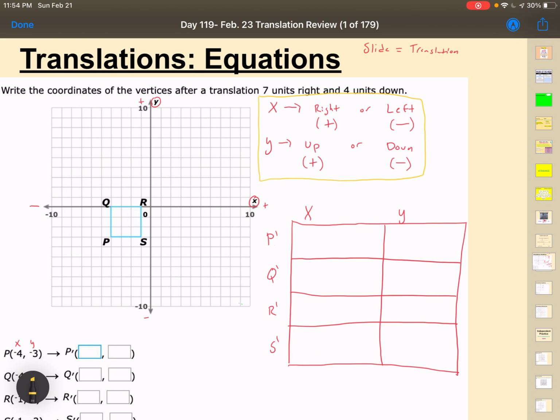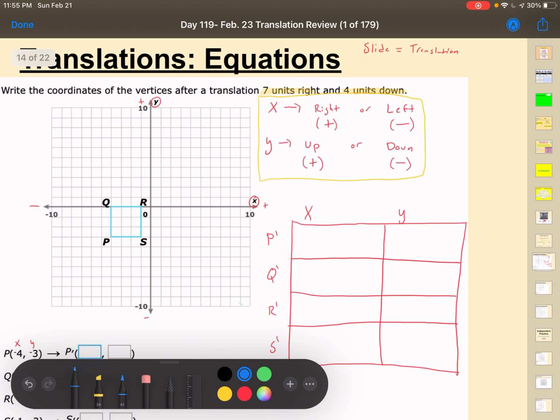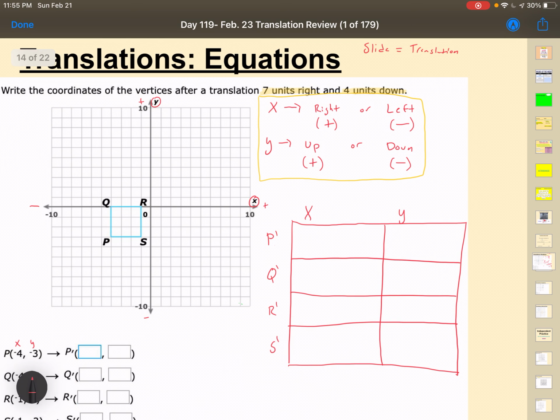So let's go ahead and read the problem, and as I'm reading, you're going to see me annotating. Annotating just means to highlight important information. You do it in ELA, we do it in math as well. Write the coordinates of the vertices after a translation of 7 units to the right and 4 units down. So let's translate those words into actual formulas and signs. Right is a positive movement, and we're moving 7 units, so plus 7. If we're moving right or left, we need to do x plus 7.